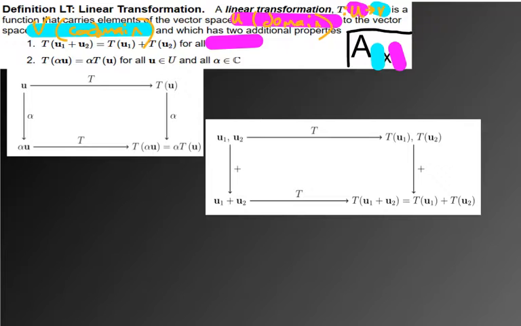And it has 2 additional properties. These properties should look pretty familiar, like subspace properties. It's saying that for the transformation to be linear, the transformation of a sum is equal to the transformation of each part individually added together. And that's for all U1 and U2 in the domain. And then it's saying that the transformation of a scalar times a vector is the scalar times the transformation of the vector. So basically you can pull scalars out.